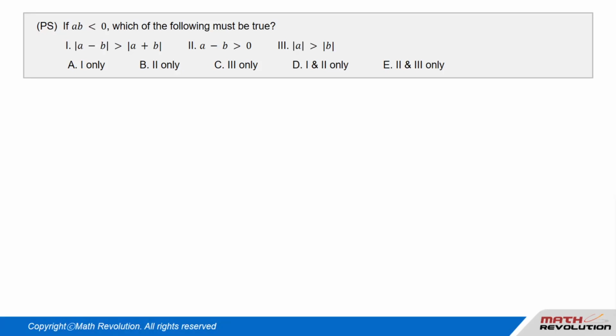Question. If a times b is smaller than 0, which of the following must be true? Option 1. Absolute value of a minus b is greater than absolute value of a plus b. Option 2. A minus b is greater than 0. Option 3. Absolute value of a is greater than absolute value of b.